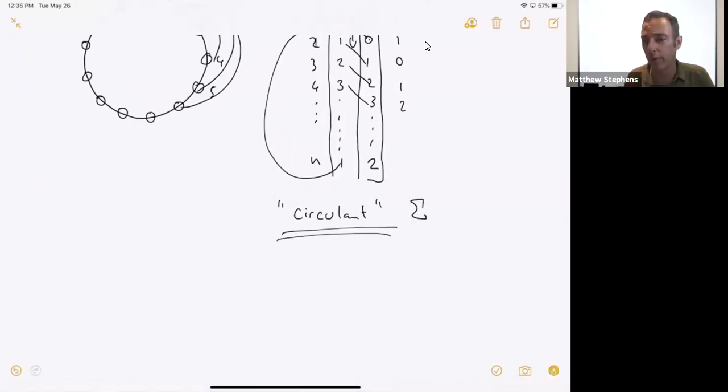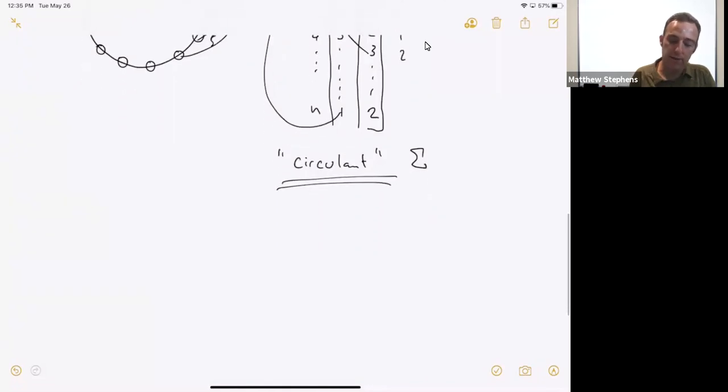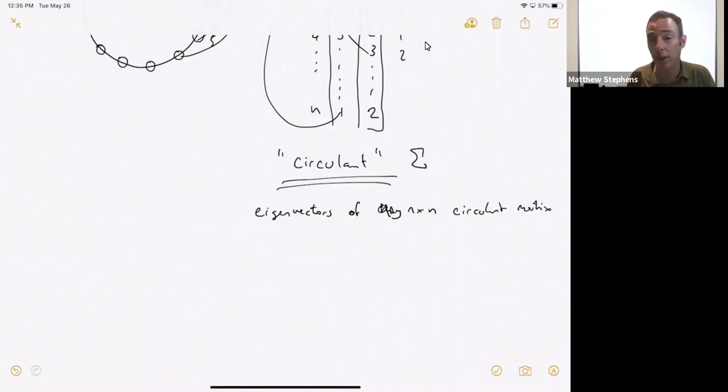And it wouldn't matter what kernel you used, squared exponential, Ornstein-Uhlenbeck, Matern, they would all be circulant. They wouldn't all be exactly the same circulant matrix, but they'd be circulant. And it turns out, rather remarkably, that the eigenvectors of any n by n circulant matrix are the same. I don't mean the eigenvectors are all the same. I mean, it doesn't matter which circulant matrix you look at, you get the same eigenvectors. And they're given by the columns of what's called the discrete Fourier transform matrix.